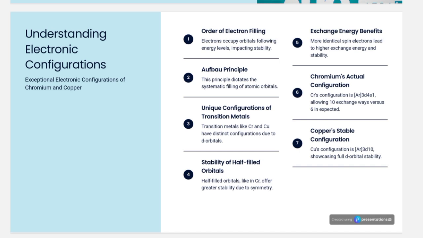First thing is the order of electron filling. It should be considered that electrons occupy orbitals following energy levels, impacting the stability. Two factors should be considered. First, the electron should be placed into the level where the lower energy levels are easy to occupy, which require less energy to fill. So it's the energy level.